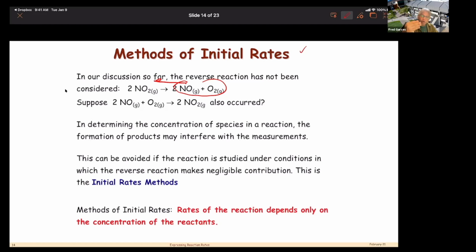So the way we measure the rate of the reaction is, that's why it's called method of initial rate, we look at only about 3 to 4% of the start, and we measure the concentrations, and that's what we call the rate of the reaction. We don't look at it when it becomes complicated because there are products forming. So this can be avoided if the reaction is studied under conditions in which the reverse reaction is negligible, and that's why it's called the method of initial rate.